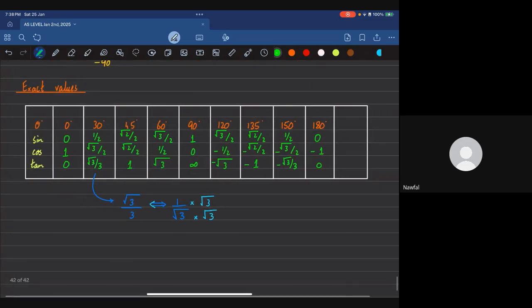Is this clear, guys? Is there anyone who does not get this at all? No, sir, I get it.